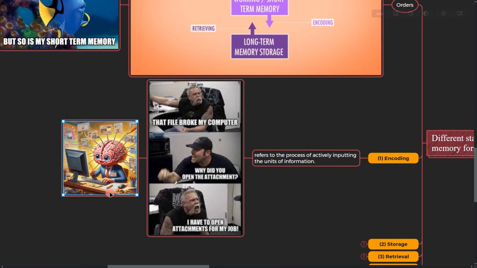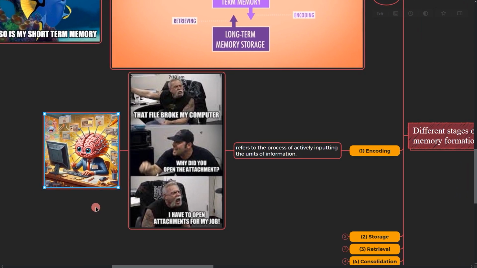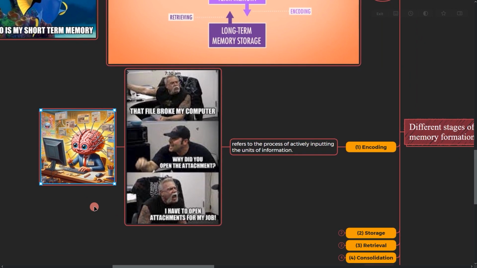By the way, I made this image with DALL-E. These images are really fun. We get to see some of them in the following sections.